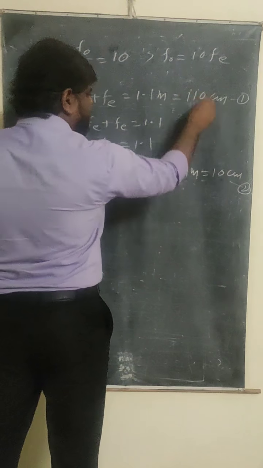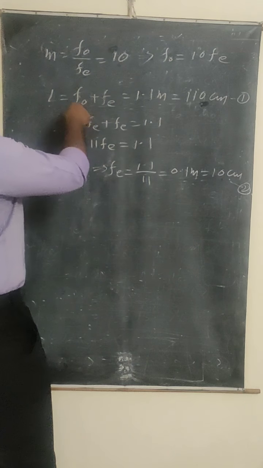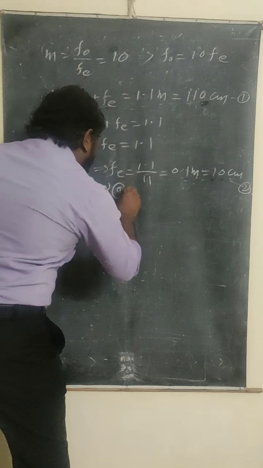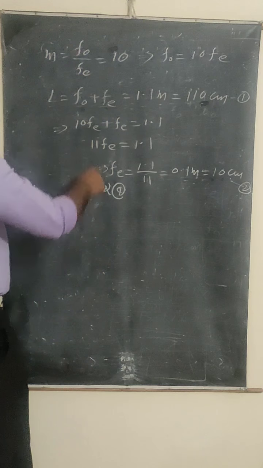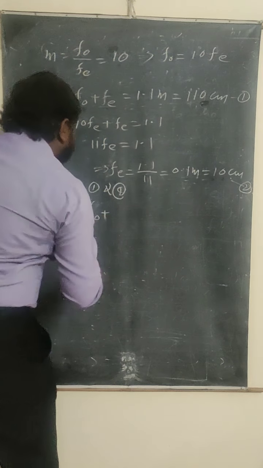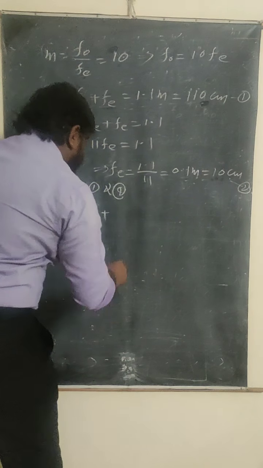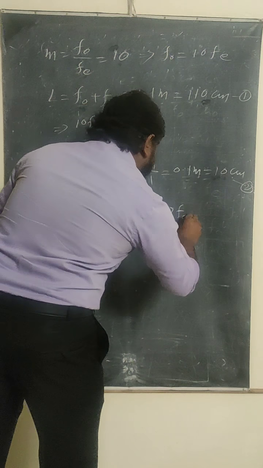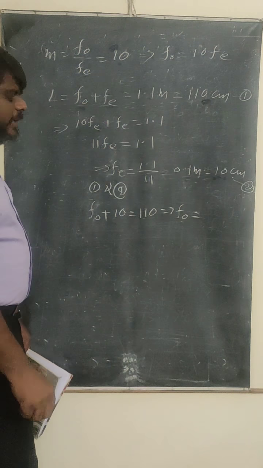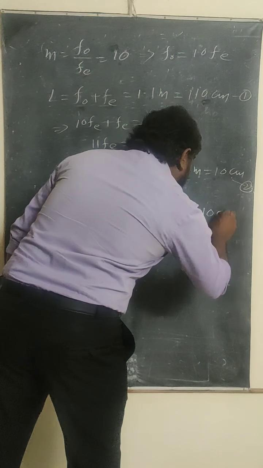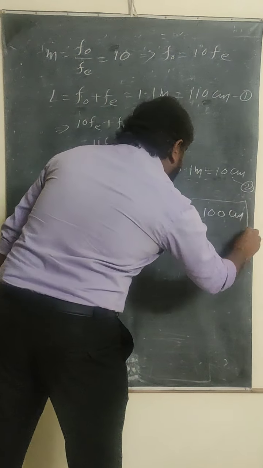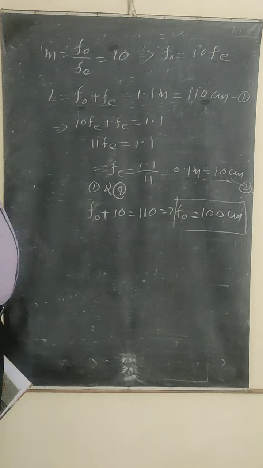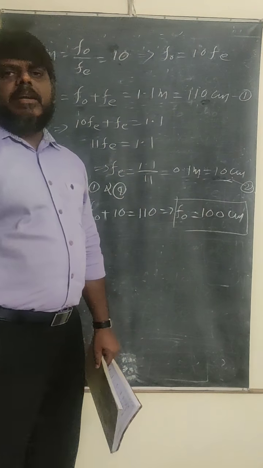Now from the first and second equations, in place of Fe you can write 10. So F0 plus 10 is equal to 110. That implies F0 is equal to 110 minus 10, moving 10 to the other side. How much do we get? 100 centimeters. So this is the F0 value, 100 centimeters, and Fe is 10 centimeters.